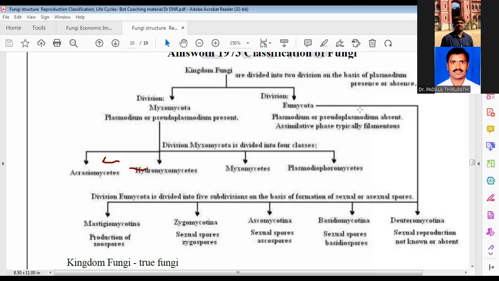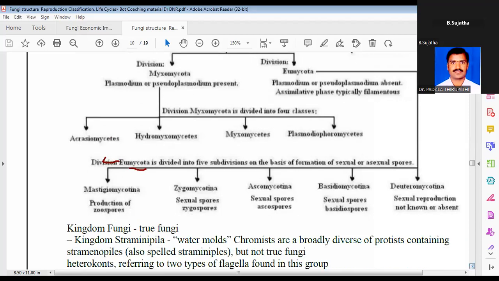Eumycota means true. Not you, not me. Eu means true. Eumycota, true fungi. True fungi are again divided into what? I already explained so many times. The five we have discussed till now: Zygomycota, Ascomycota, Basidiomycota, Deuteromycota. Five plus. Deuteromycota, dustbin fungi, imperfect fungi.